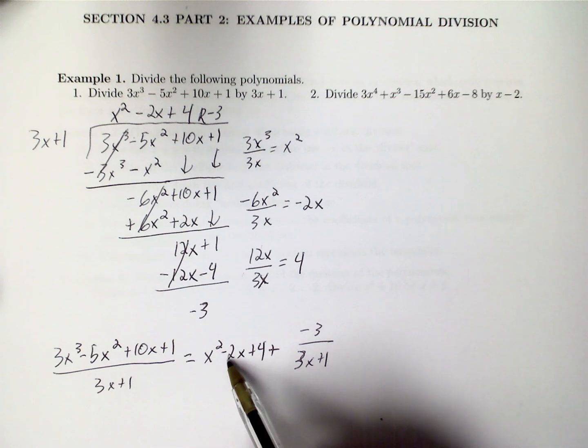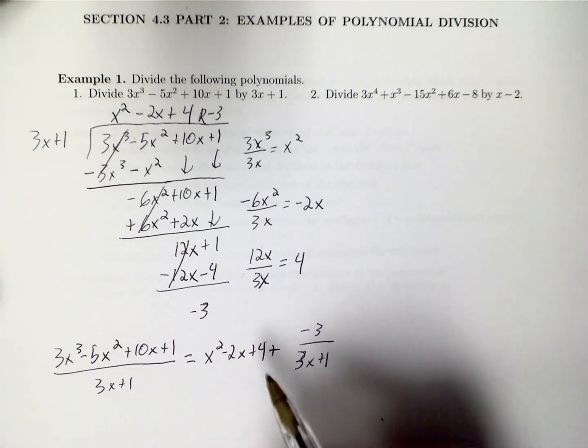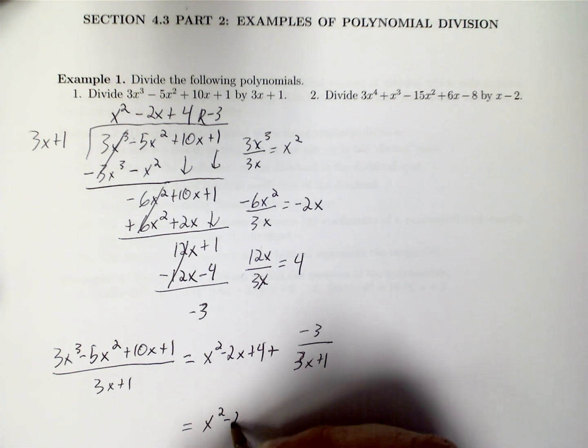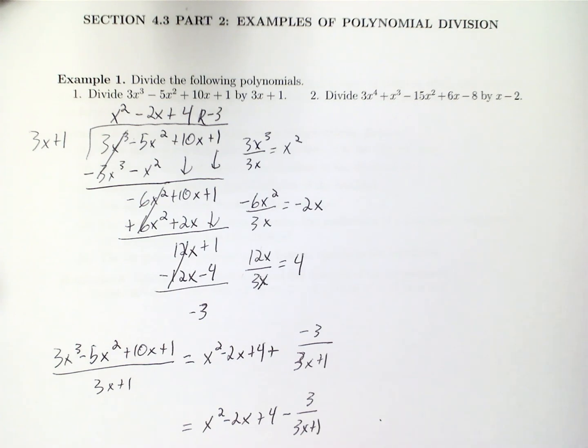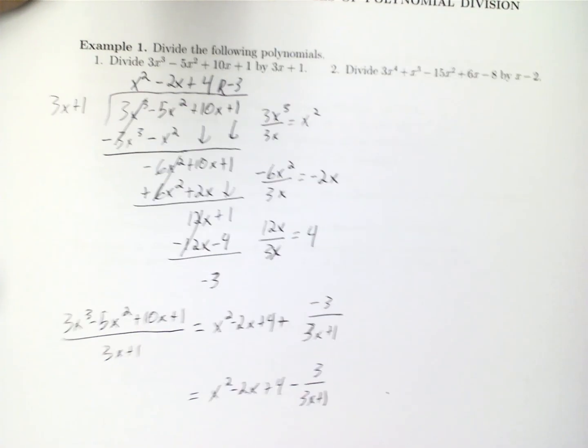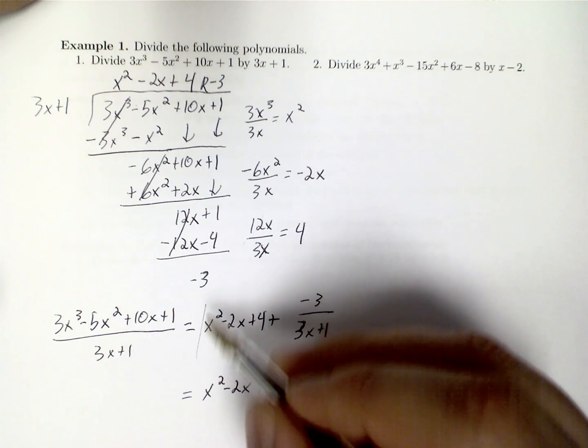When I say we don't have to write it like this, we could take the negative 3 and put x squared minus 2x plus 4 minus 3 over 3x plus 1. So take the negative and put it out here and just put minus 3 over 3x plus 1. That perhaps looks nicer, but this would be sufficiently fine. This is correct.